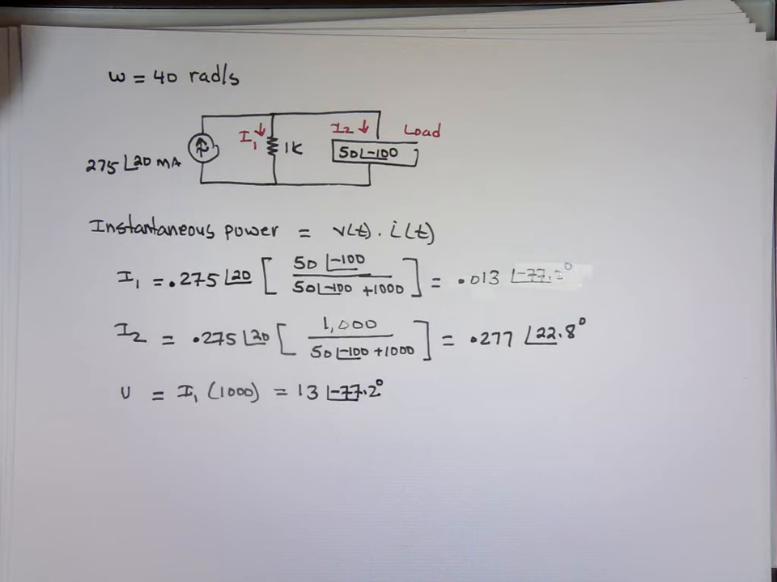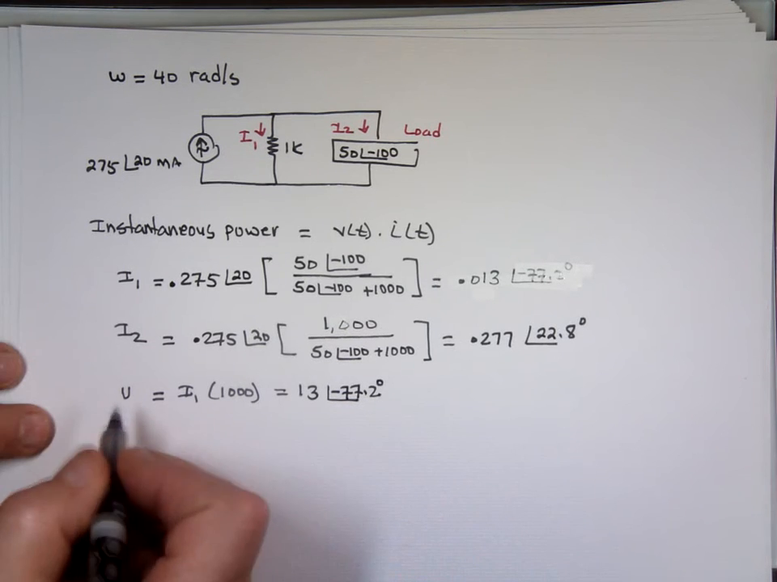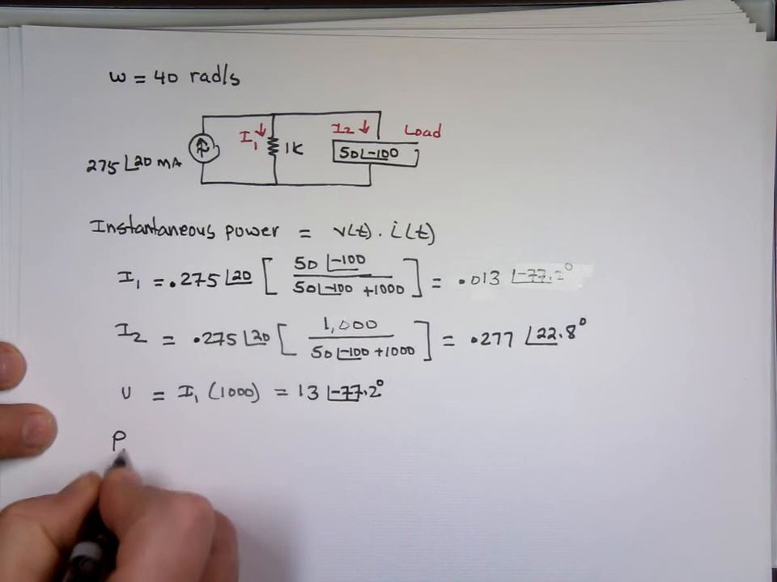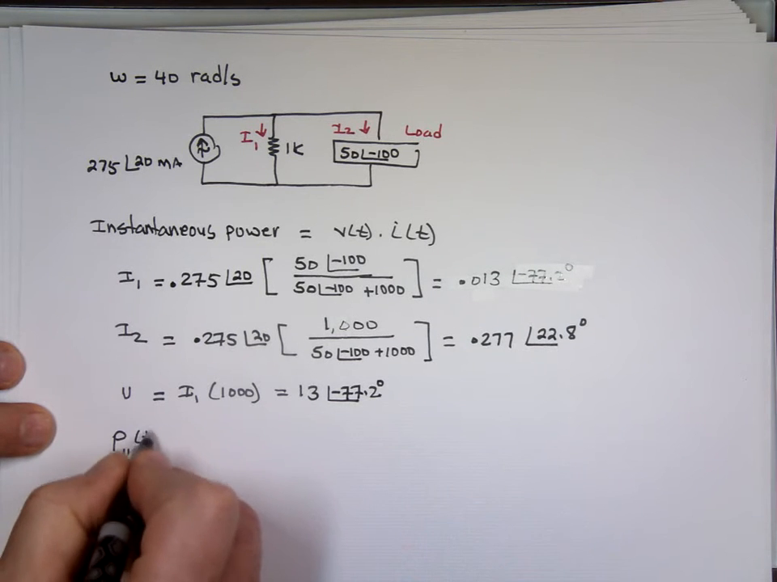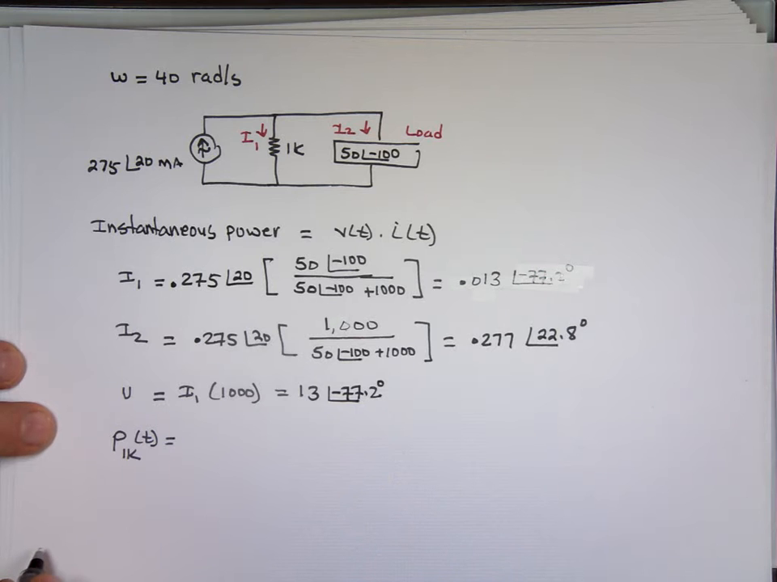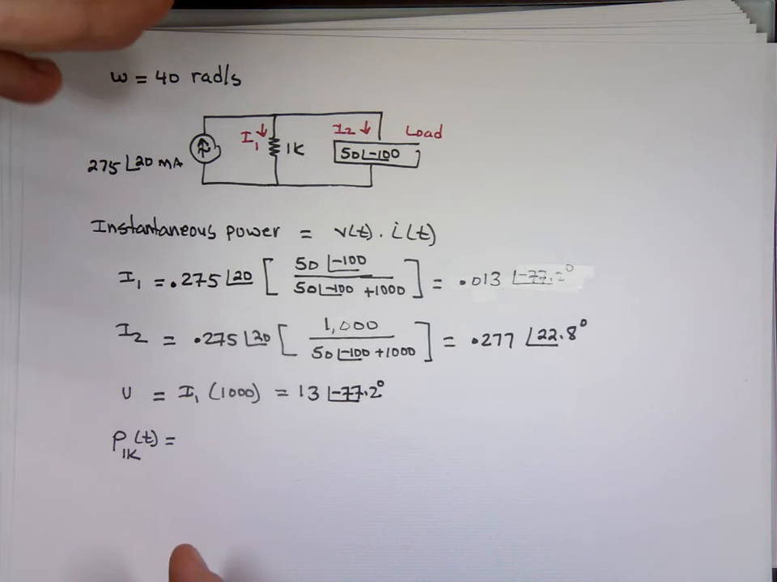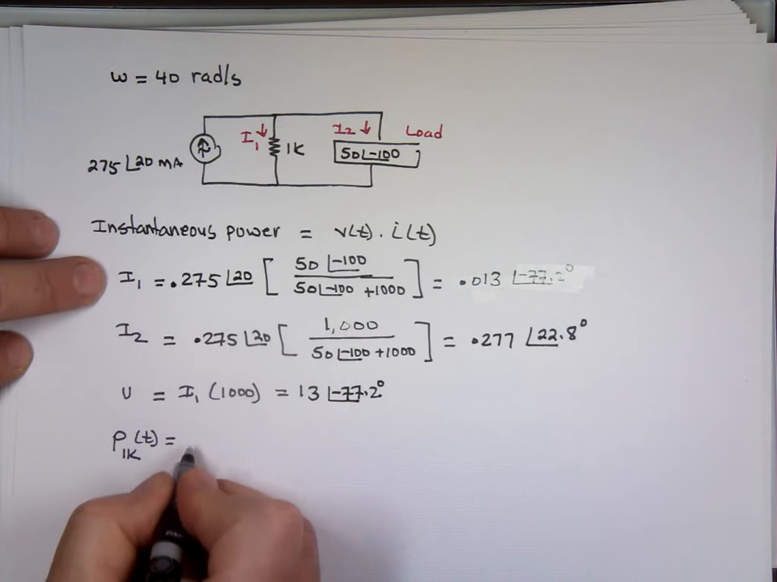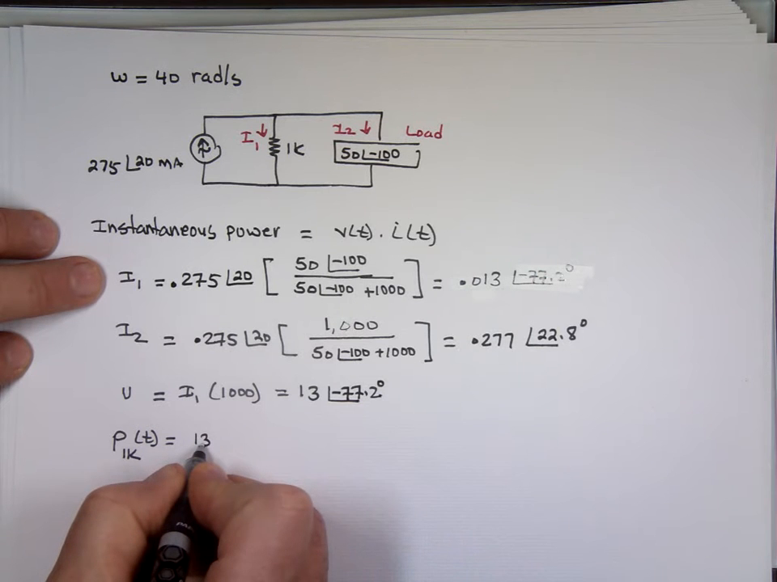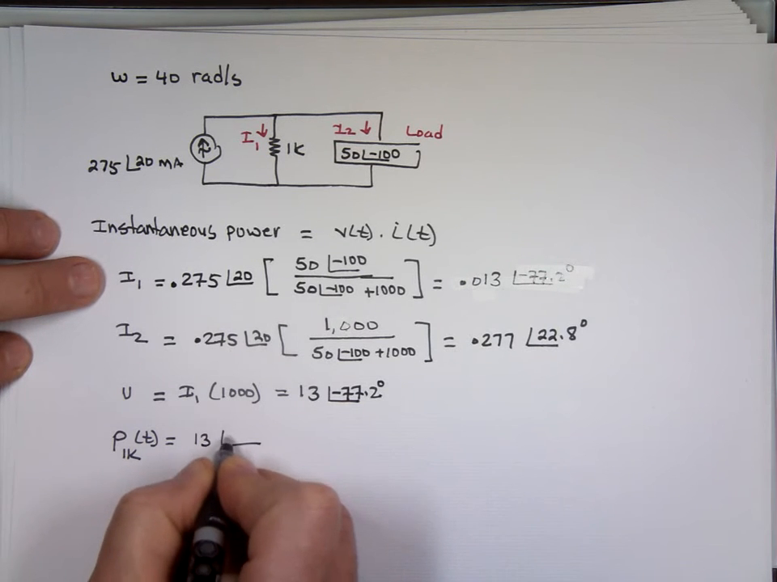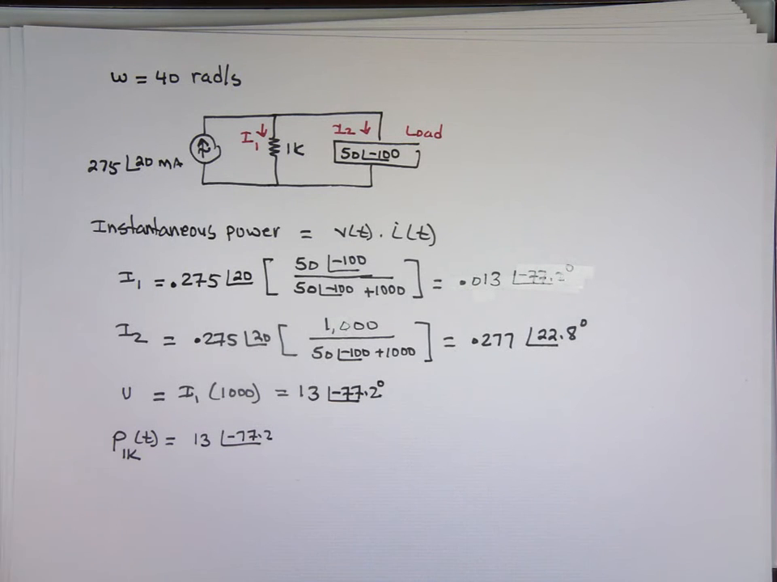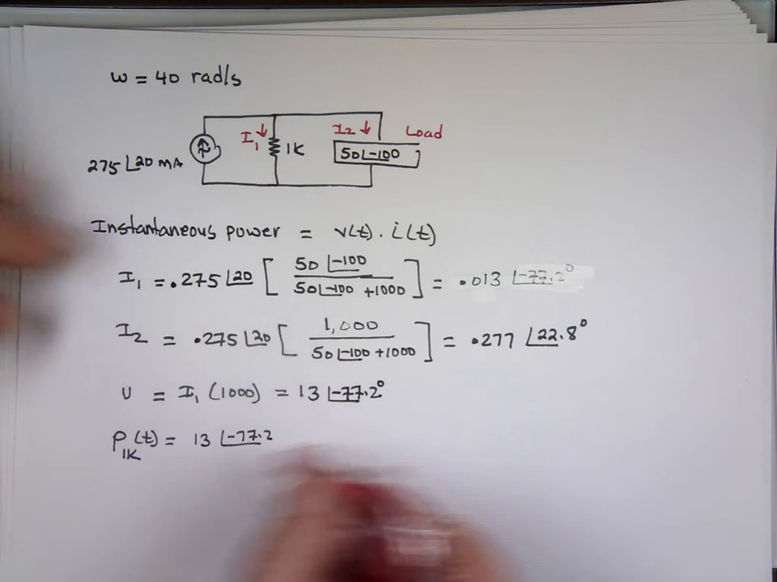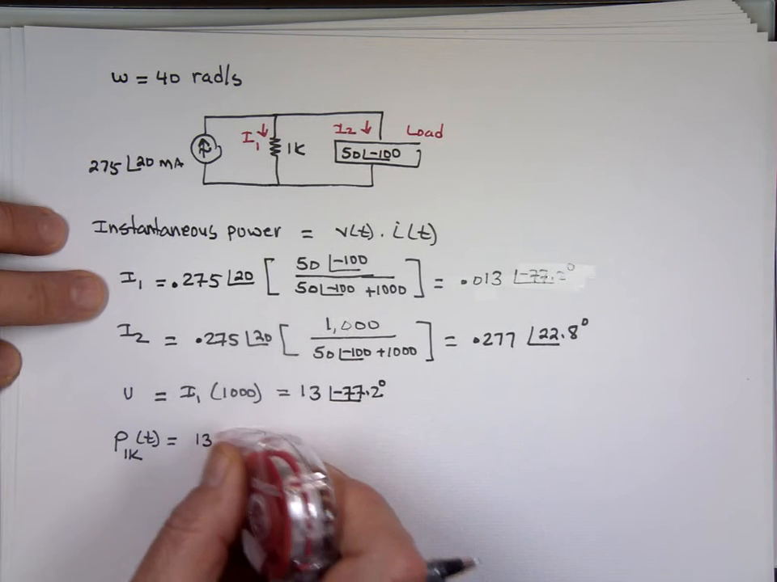So you want to find the instantaneous power by the 1K as a function of time. It's going to be what? Voltage times current. What's your voltage? 13 angle negative 77.2. Well, actually, I got to convert that to cosine, right? Because I'm going as a function of time. So in terms of time, this will be what?